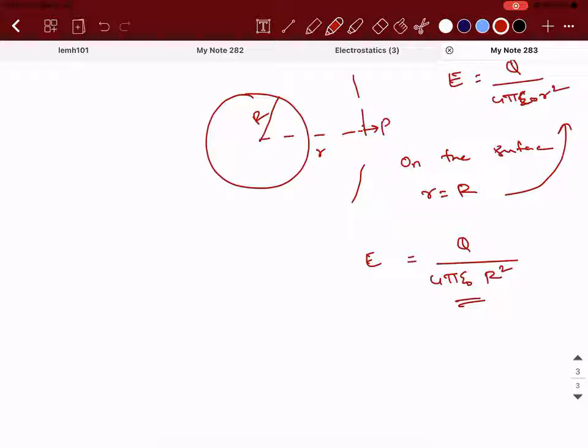Niranjan, you asked this yesterday, right? You remember you asked the question, what will happen on the surface? Okay, the charge will participate. Okay.